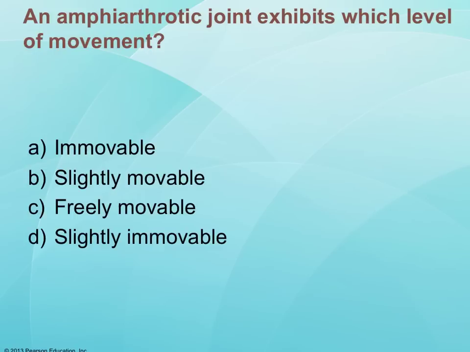Amphiarthrotic joints exhibit which level of movement? The answer is B, slightly movable. Amphi for both. Amphiarthrotic joints can move only a little bit. Those are normally the cartilage-binding ones, but if we see amphiarthrotic, we are talking about the slightly movable joints.